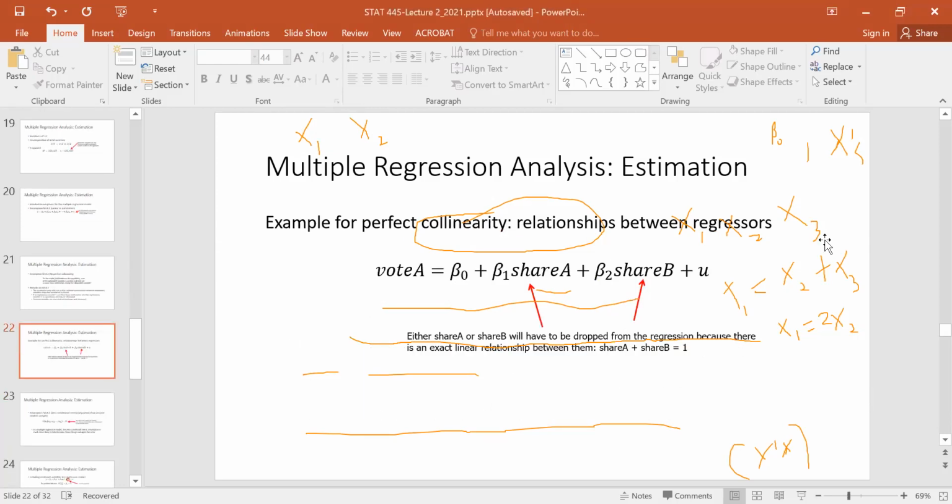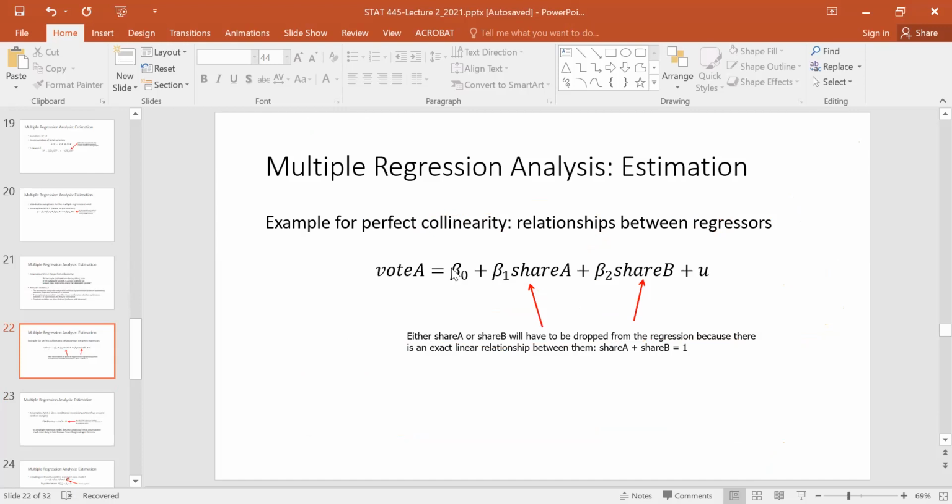Okay, so for example, it is also not allowed in a regression to have this variable plus this variable, because they sum up to 1. There is an exact linear relation between them. So one of these two must be dropped. Later when we meet in class, I will show you using the computer software why this is not allowed. You would see that the software will not be able to estimate beta 1 and beta 2 at the same time unless you drop one of them.